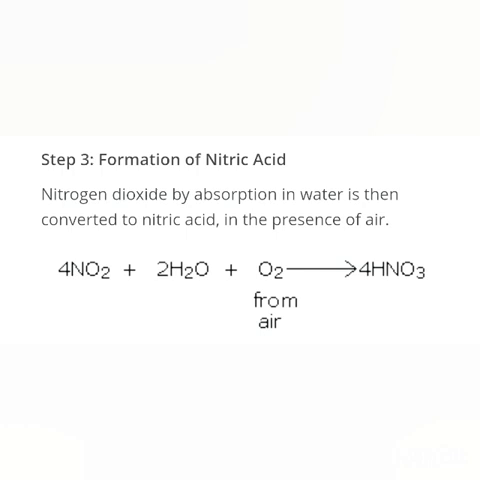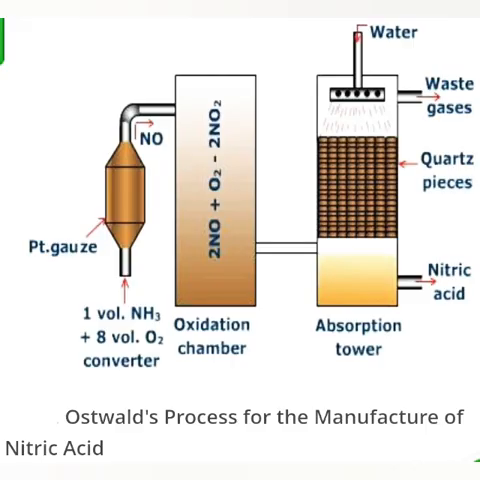In this manner, nitric acid is manufactured by Ostwald's process on large scale or the commercial scale. You can see the plant and the components and processes of the manufacturing plant for production of nitric acid by the Ostwald process in the figure.